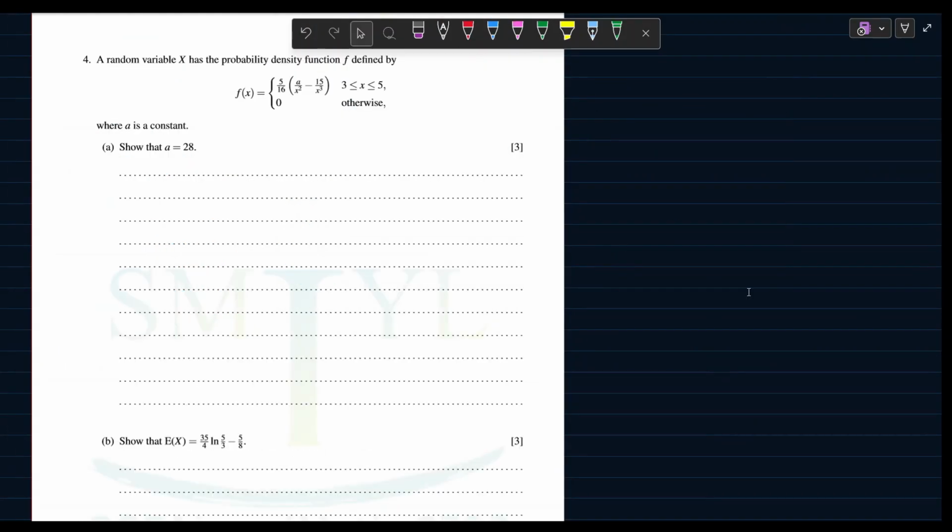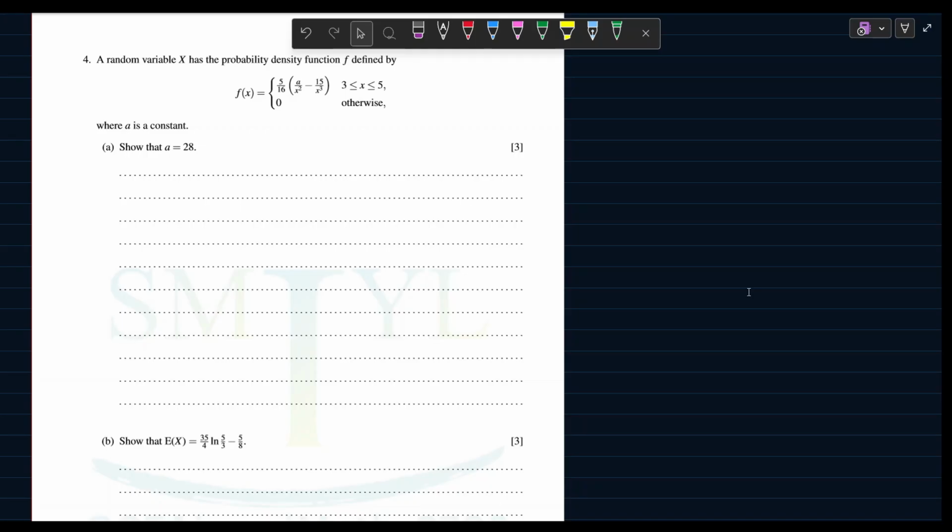Okay. Number 4. A random variable x has the probability density function defined by f of x is 5/16 times (a over x squared minus 15 over x cubed) when x is between 3 and 5 inclusive. Otherwise, f of x is equal to 0, where a is a constant. Part A, show that a is equal to 28.